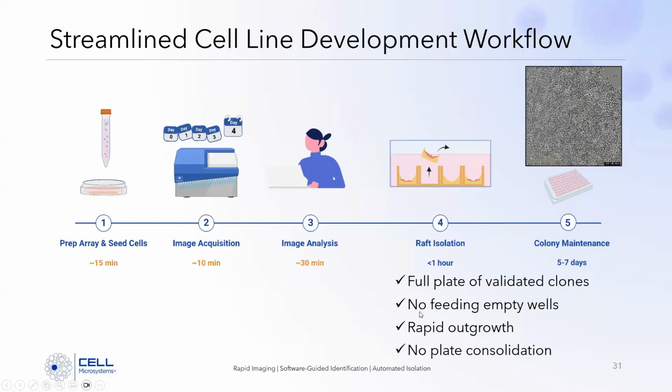You're not feeding empty wells or dying cells. We have rapid outgrowth, and ultimately what you're left with is a 96-well plate that has your colonies of choice without needing to consolidate dozens of 96-well plates into a single plate of viable cells.